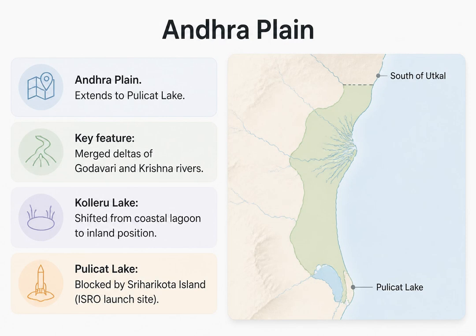Moving south, we enter the Andhra Plain, which extends down to Pulicat Lake. The defining feature of this plain is the massive combined delta formed by the Godavari and Krishna rivers, which have merged into a single physiographic unit. This delta is actually expanding. It recently moved further toward the sea, which shifted Koleru Lake from being a coastal lagoon to an inland lake. Further south, Pulicat Lake is blocked from the sea by Sriharikota Island, famous as the launch site for ISRO.